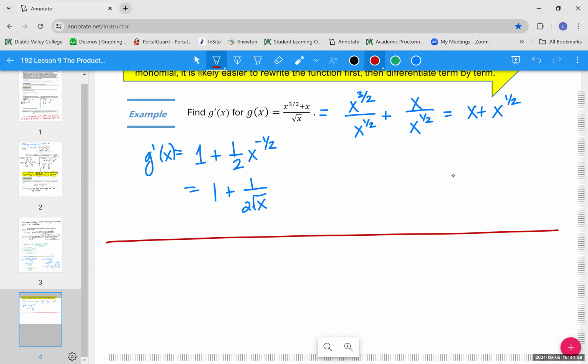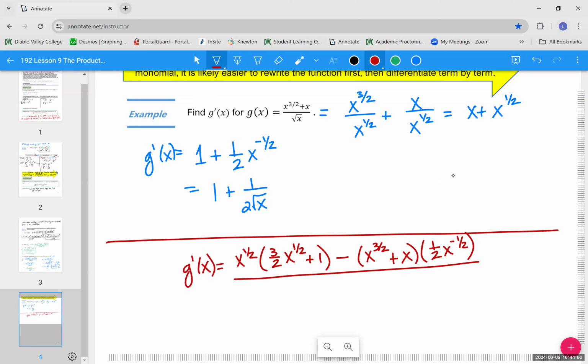I'm not even going to finish this problem, I'm just going to show it to you. Let's say I decided, you know what? The quotient rule exists for a reason. I'm just going to use that. So now I'm going to do low, D high, minus high, D low, all over low, low.